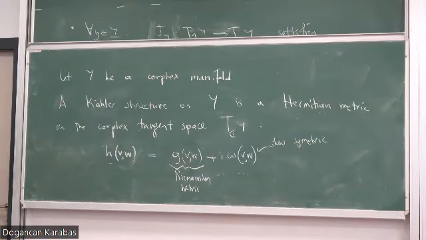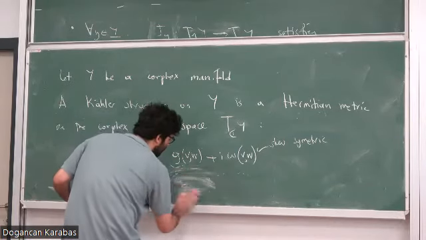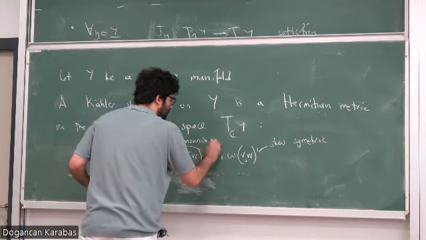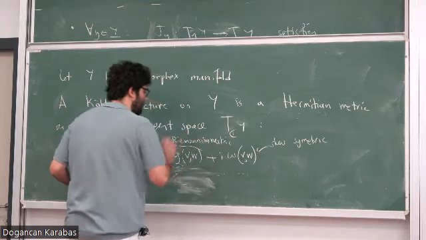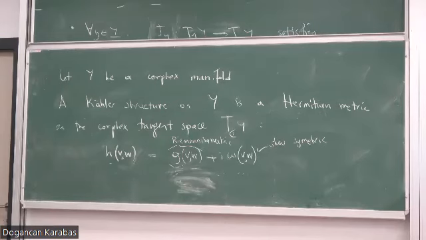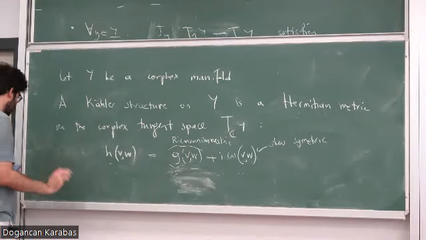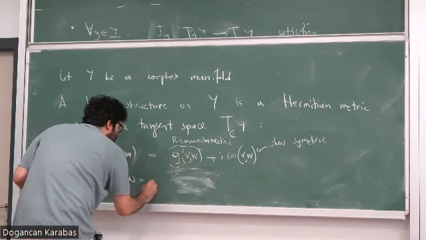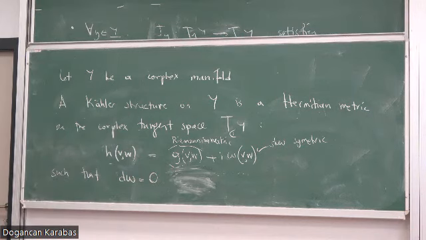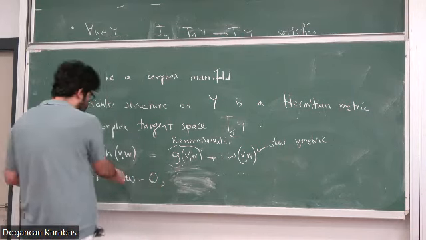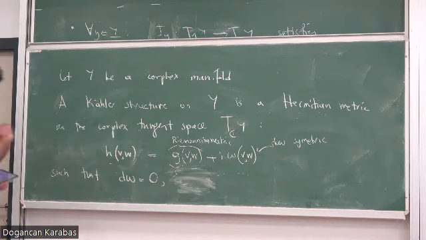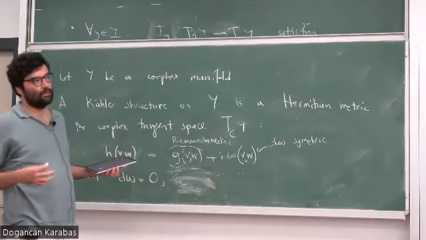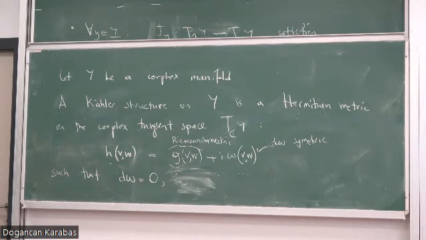Now, in order for me to be able to call this Hermitian metric a Kähler structure, I need a property, which is that d of omega is 0. Now this d here is the de Rham differential, the exterior differential. So I need to make a little note to tell you in what way this omega is a real valued smooth differential form.